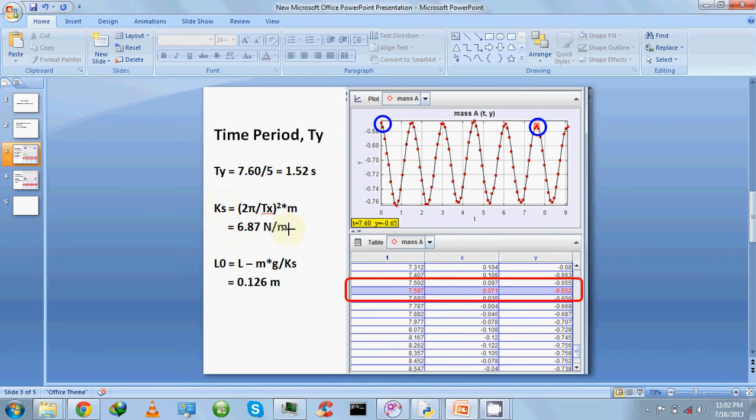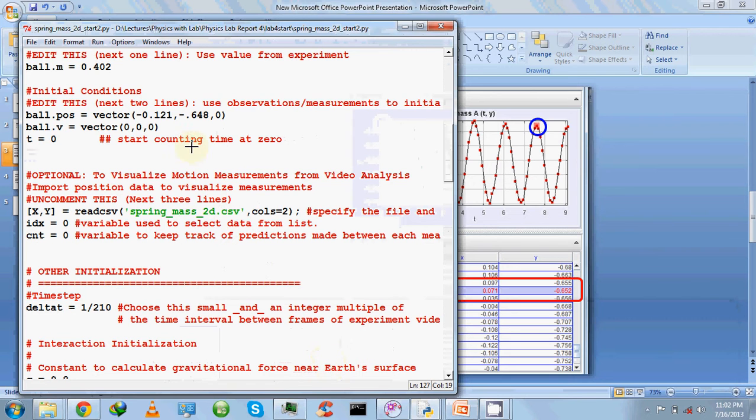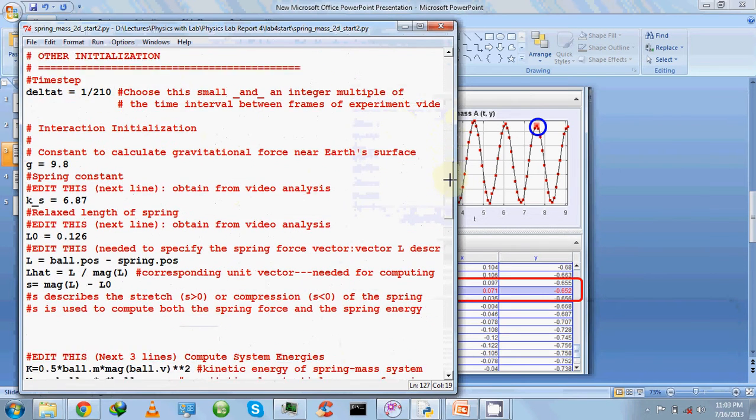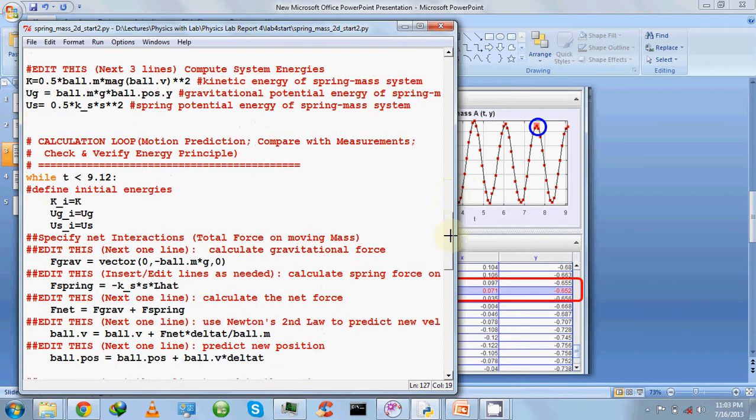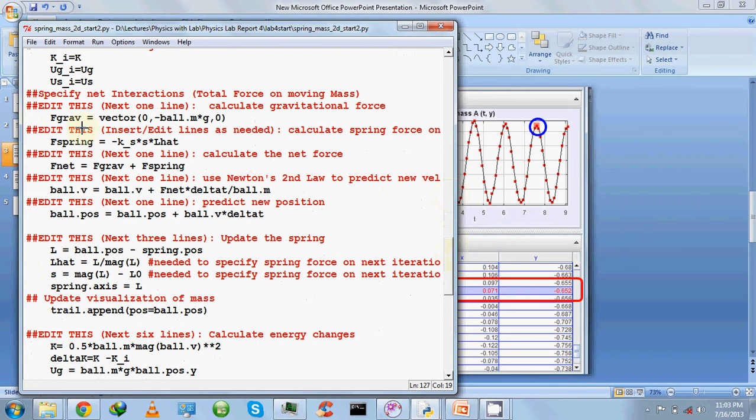We have the initial conditions from the video analysis here. Time delta t here is much lesser. We have defined the spring stiffness and the initial length, and here I have set the equation for the kinetic energy, gravitational energy and spring energies. The two forces acting in our system are gravitational force and spring force. Net force is the sum of these two forces, and using Newton's second law we can calculate the velocity of the mass at a time delta t later, and using this velocity we can calculate the position, and then we can update the position vector and the energies.